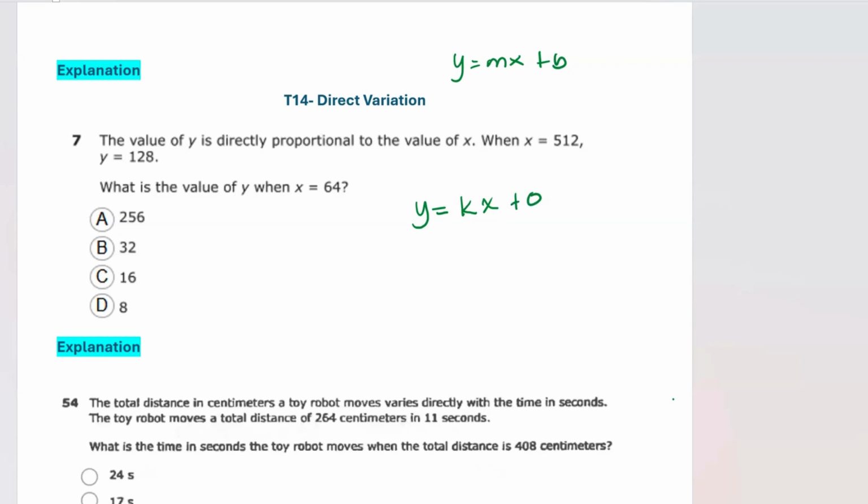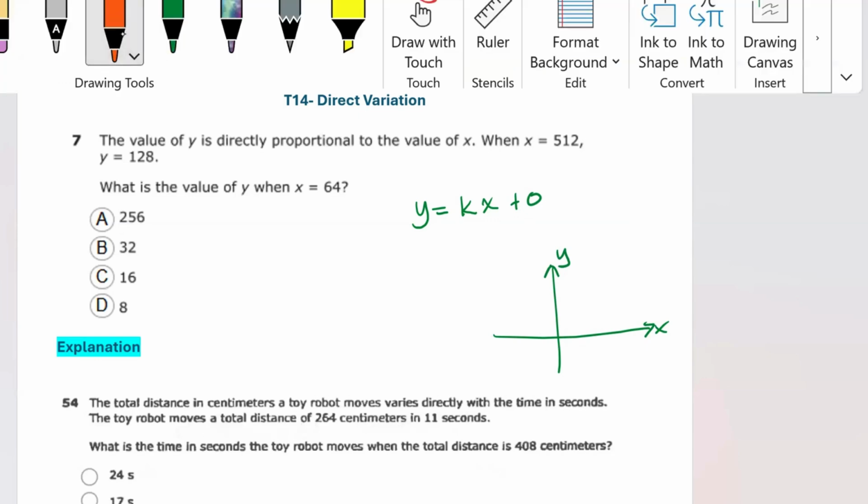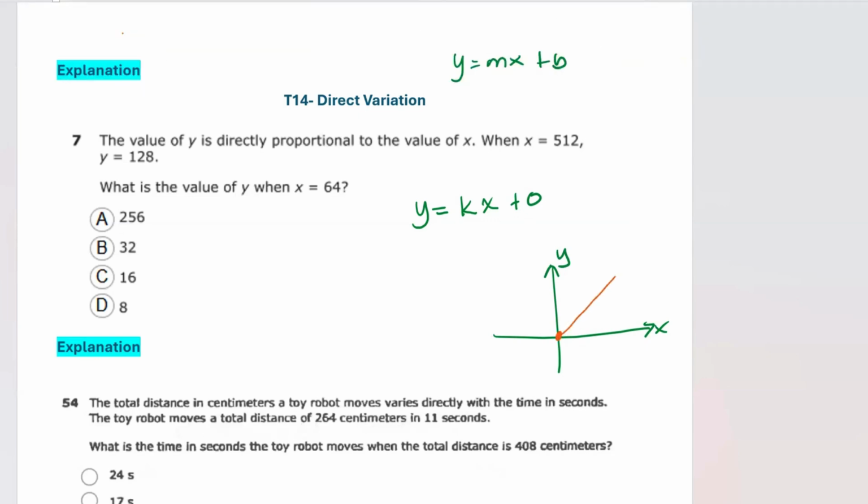So what is this telling us? That your graph, that's your x and that's your y, the graph of this always starts from 0. That's the graph for that. That's the direct variation. It always starts from 0. It doesn't start on top or at the bottom. Always start from 0. So this is y equals kx.